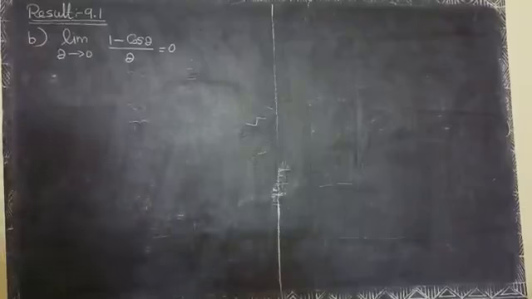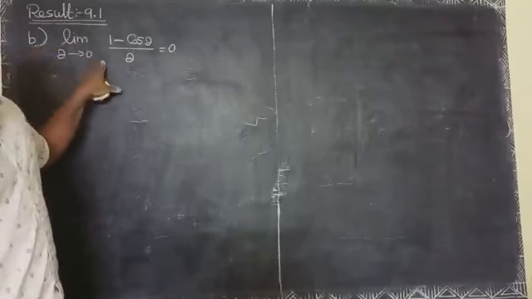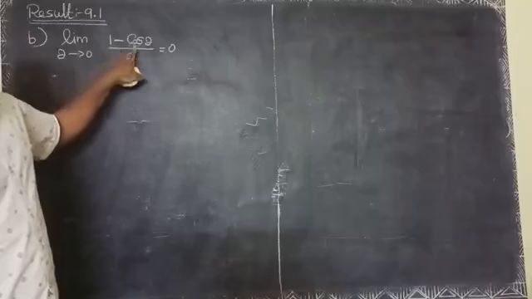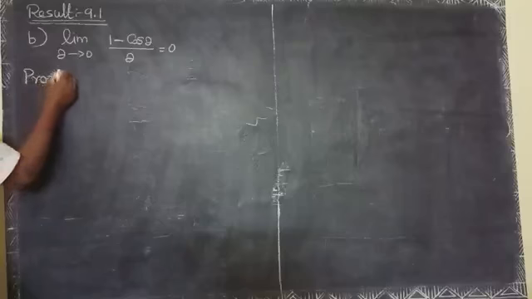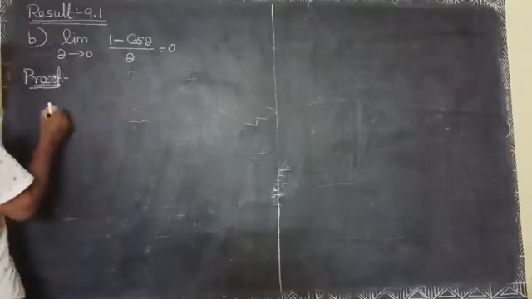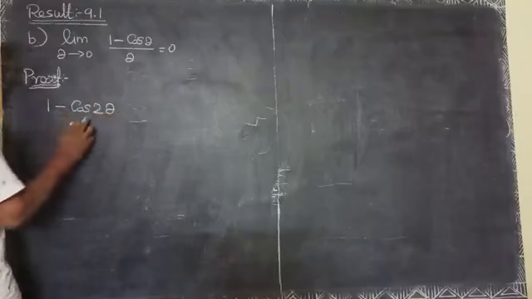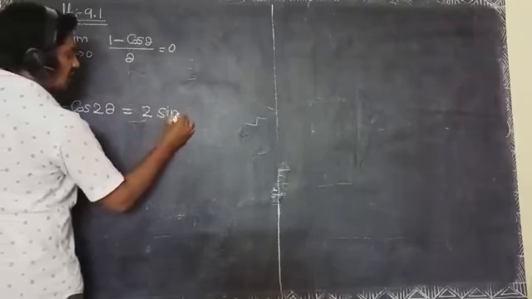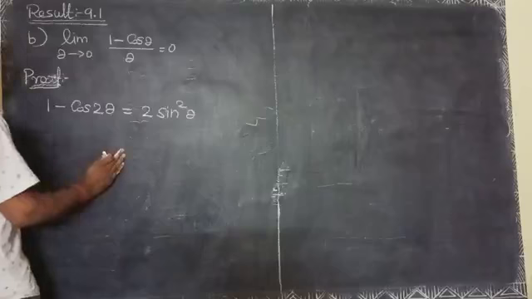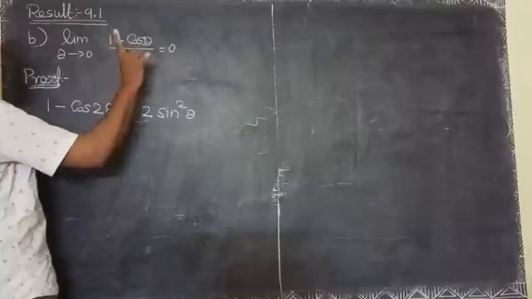Next, to prove result 9.1 subdivision B: the limit as theta approaches 0 of 1 minus cos theta divided by theta equals 0. Proof. First of all, we know one trigonometric formula: 1 minus cos 2 theta equals 2 sin square theta. Here the given function is 1 minus cos theta.